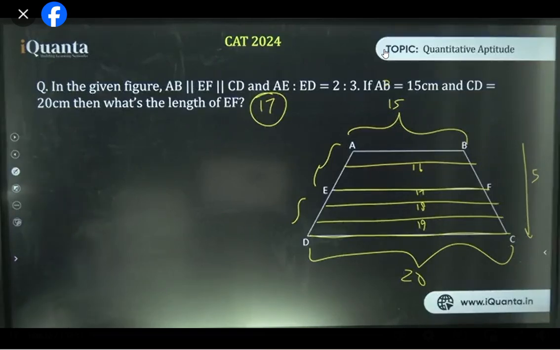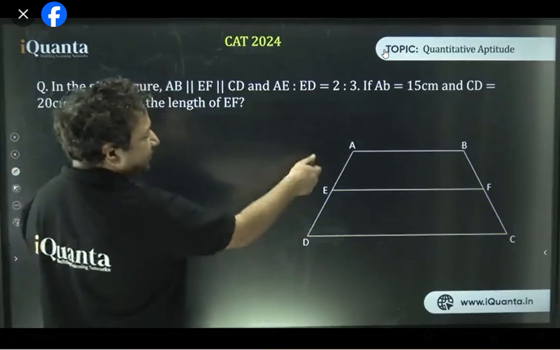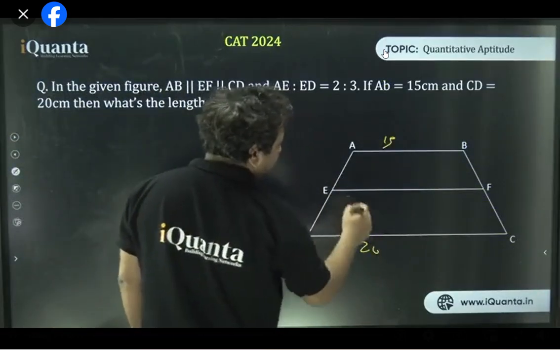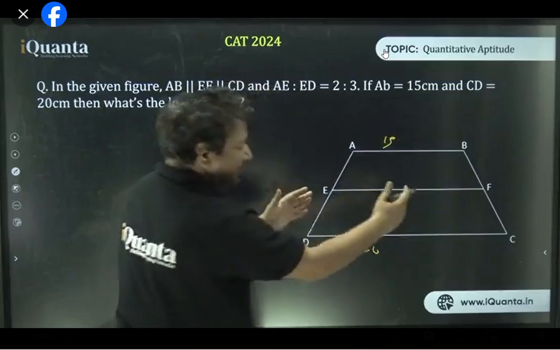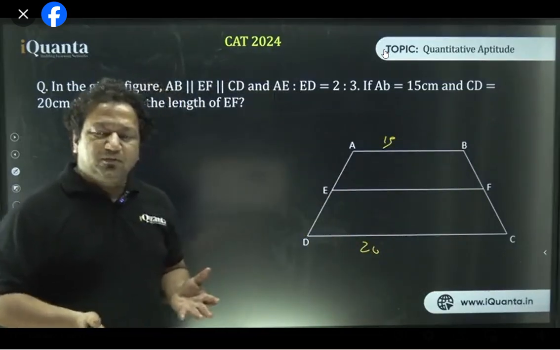एक बार और कर दूं. The ratio is 2 is to 3. This is 15, this is 20. And it's parallel, right? AB is parallel to EF, which is parallel to CD. The thing is, because they're parallel, they're uniformly scattered. That's the thing. So, what do we do in similarity of triangles? What exactly do we do?